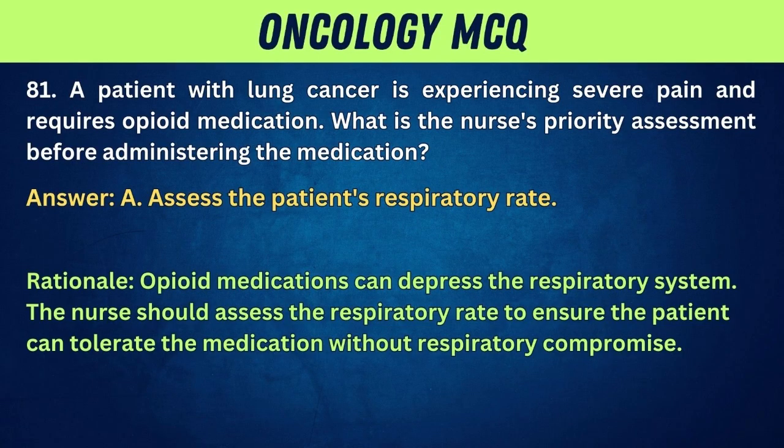Answer: A. Assess the patient's respiratory rate. Rationale: opioid medications can depress the respiratory system. The nurse should assess the respiratory rate to ensure the patient can tolerate the medication without respiratory compromise.